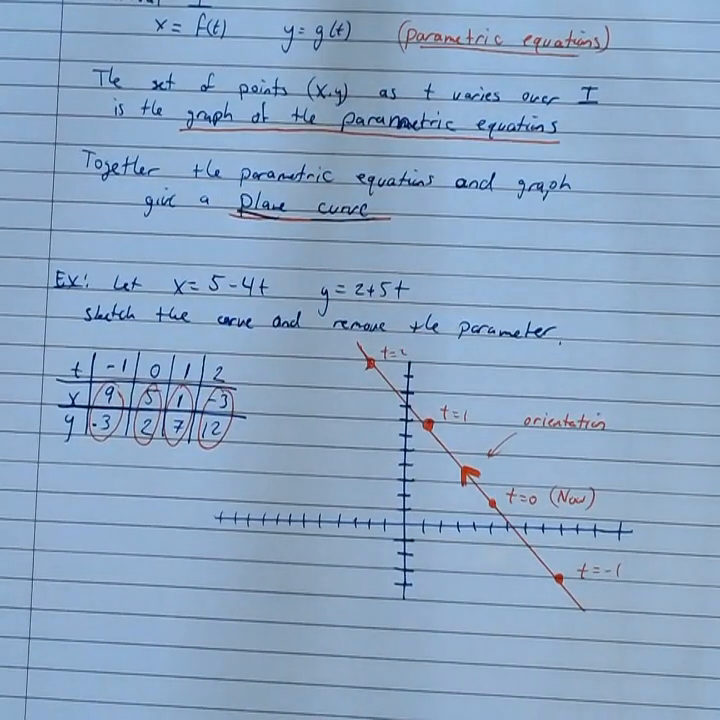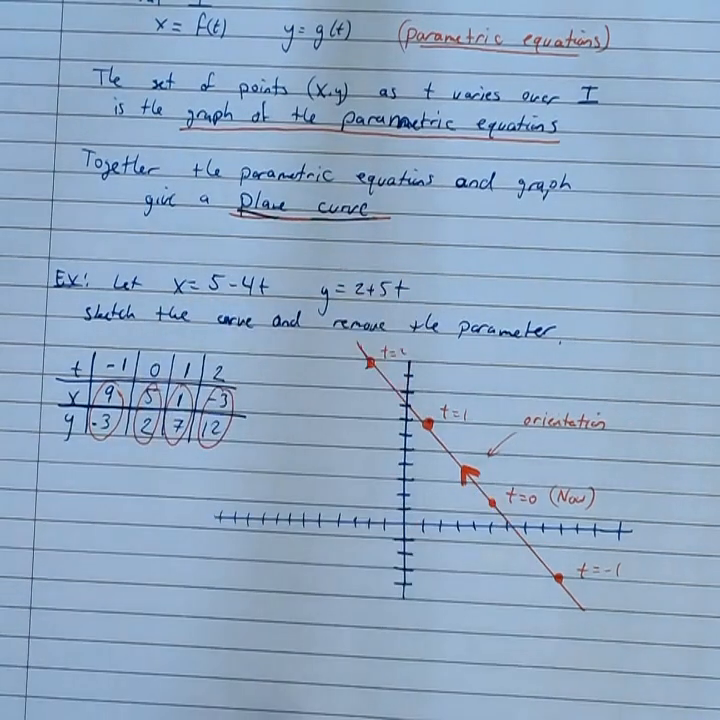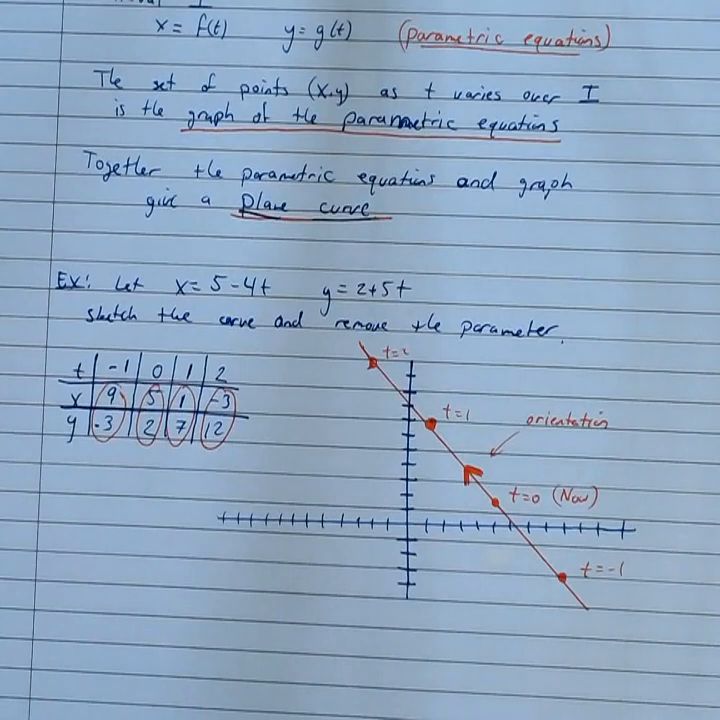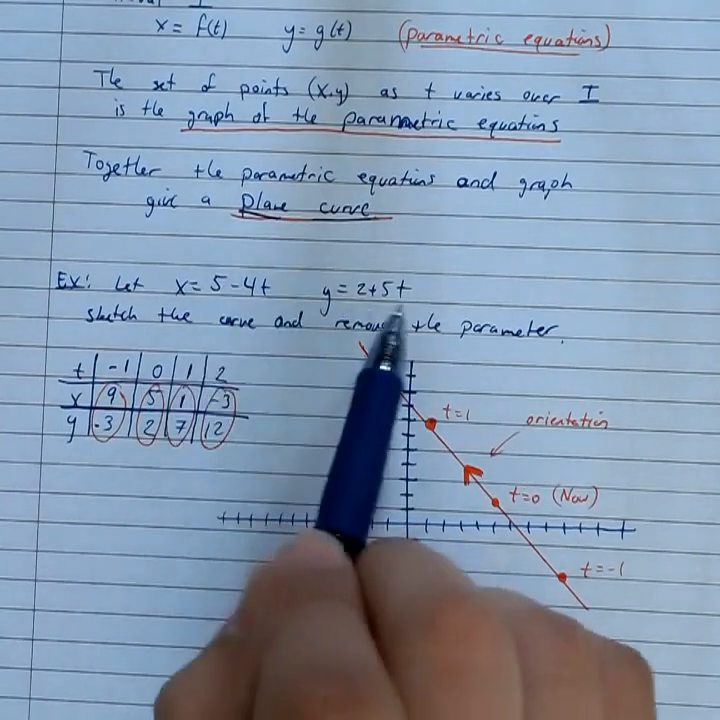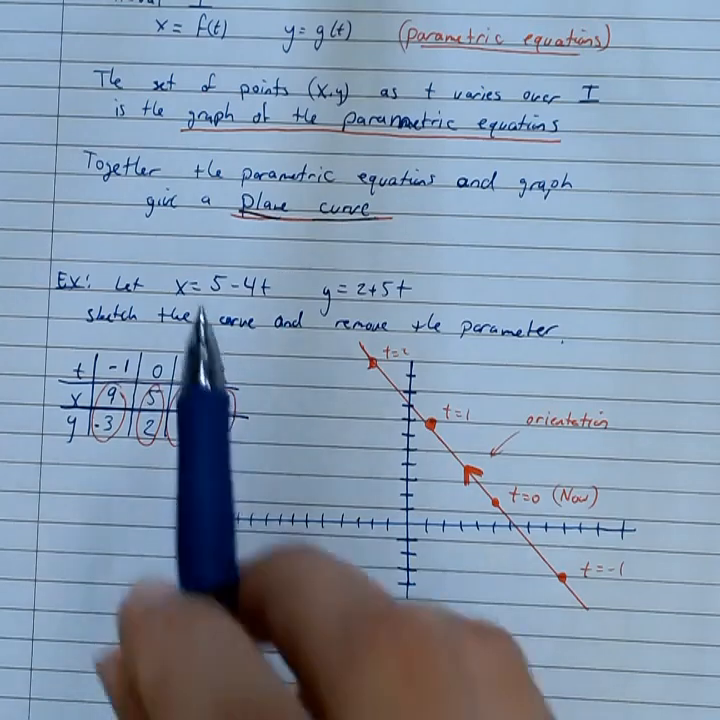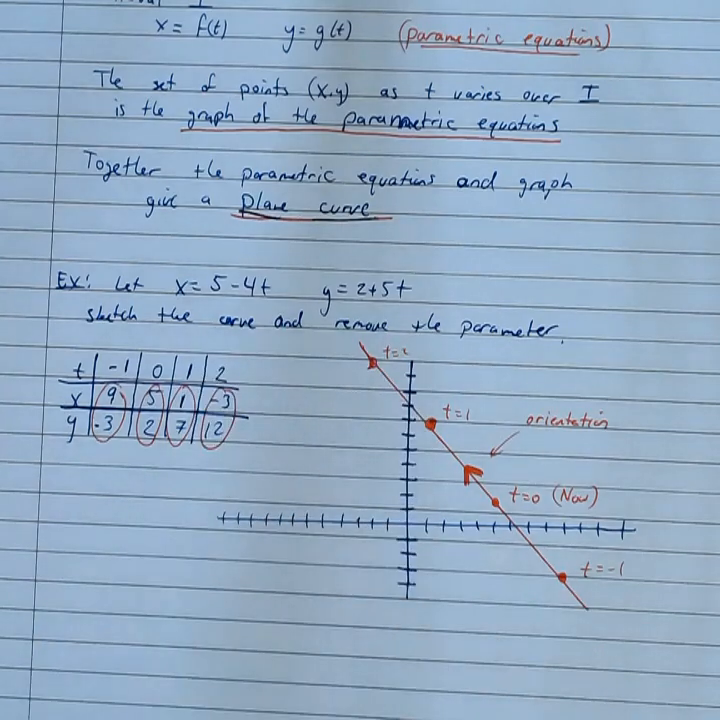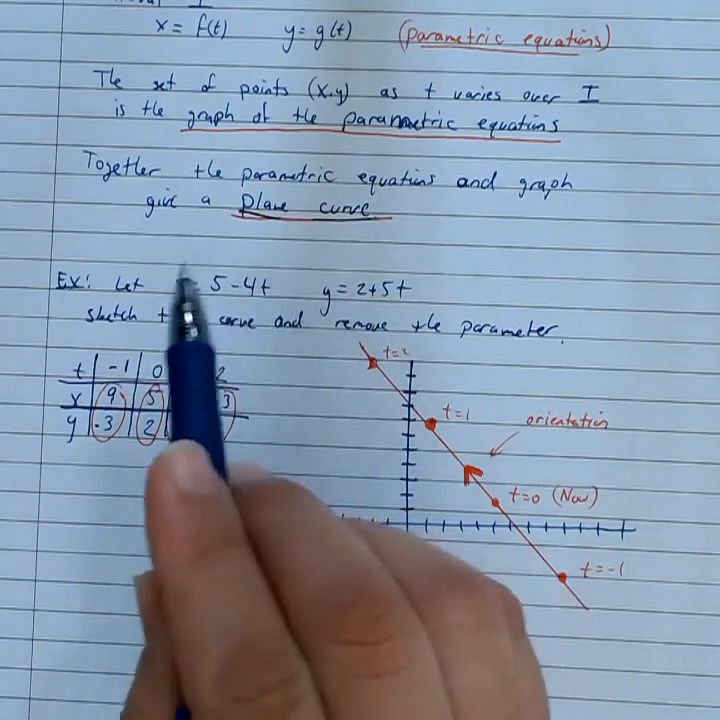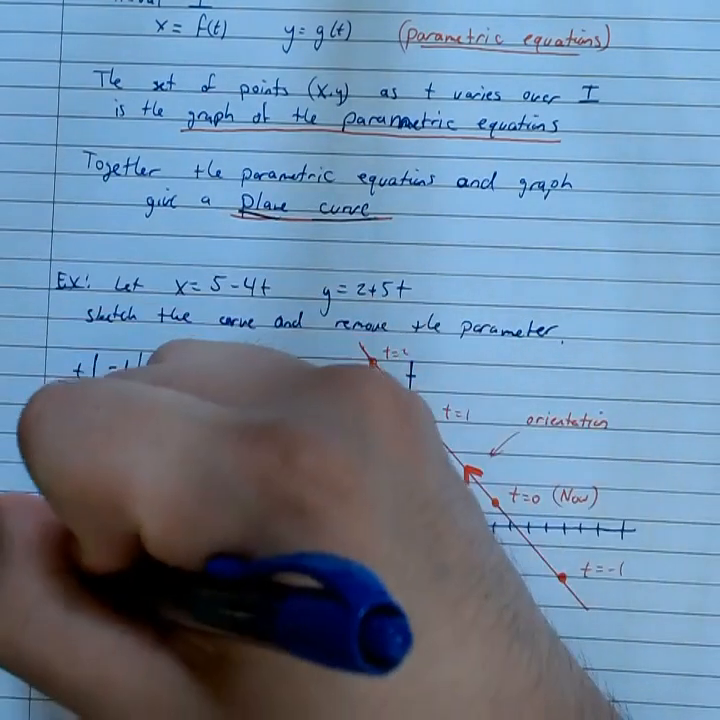But generally, the way to do it is the same. You're going to pick one of these two and solve for the parameter. It doesn't really matter which one, although if there is a big difference between the way they look, you want to go with whichever one's simpler to solve for. But in this case, they both look simple enough, so I will pick this one and solve for t. Okay, so let's go ahead and remove the parameter.